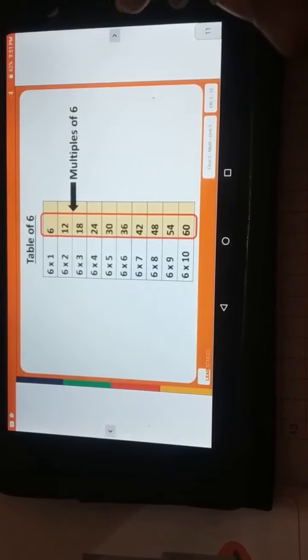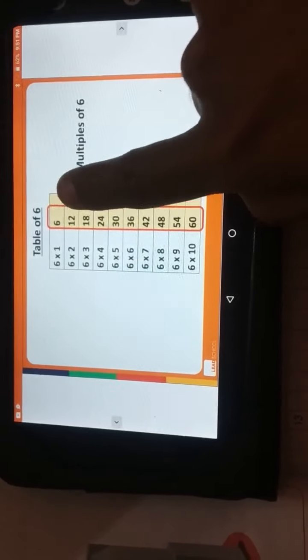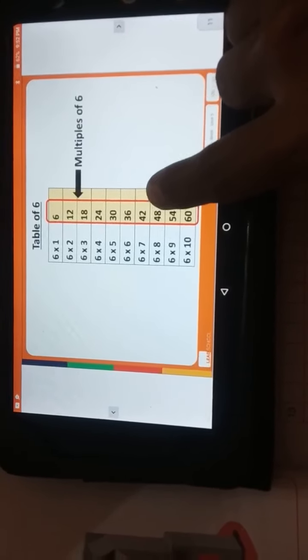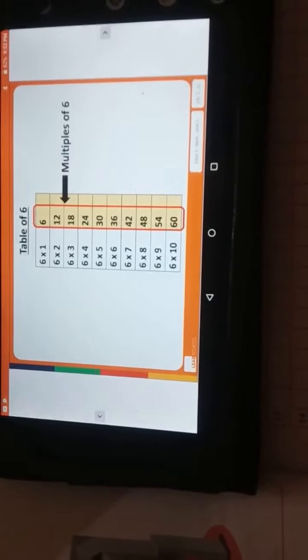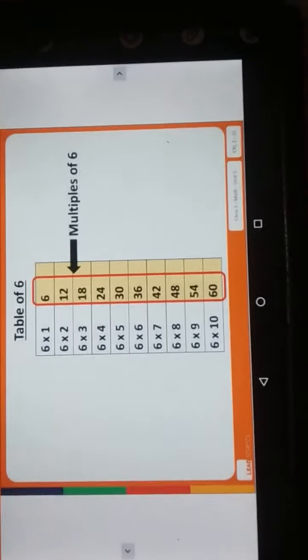Multiples of 6: 6, 12, 18, 24, 30, 36, 42, 48, 54, 60. These all are multiples of 6.